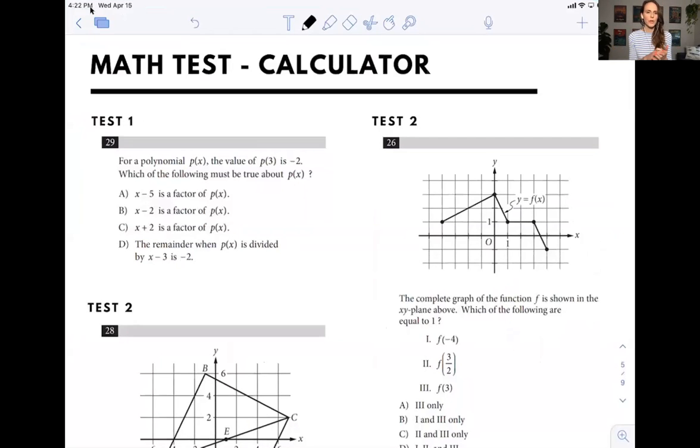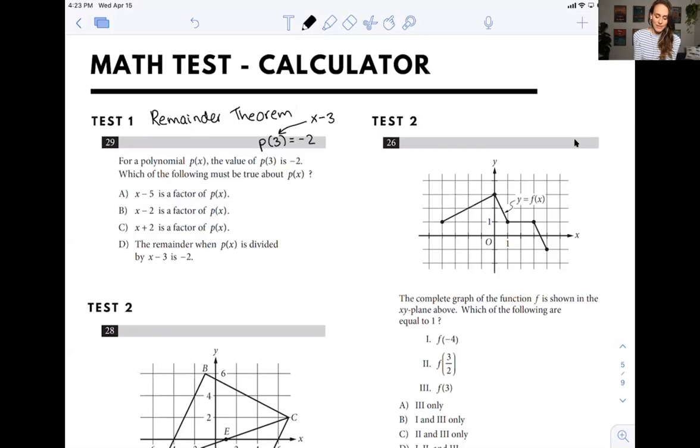Okay, let's look at these. For number 29 here, they want to know which of the following must be true about P of x if P of 3 is -2. So "is" is basically just an equal sign. So we could say P of 3 equals -2. This actually is going to be the remainder theorem, which is pretty popular on the SAT for more advanced math questions. For the remainder theorem, if P of 3 equals -2, all we know about that would be that x minus 3, so if we're plugging in 3 here, that means we're testing out the factor x minus 3. That would mean x minus 3 is not a factor, and the remainder is -2 if we divide P of x by x minus 3.